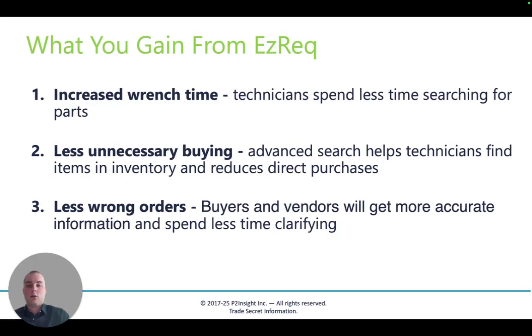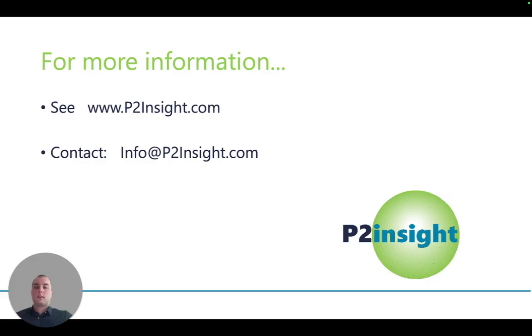The main thing here we're trying to gain though is increased wrench time. So technicians spend less time searching for parts, more time working, less unnecessary buying because we're helping them find what's already in internal inventory, and fewer wrong orders because all the information is 100% correct. You're not spending time clarifying.